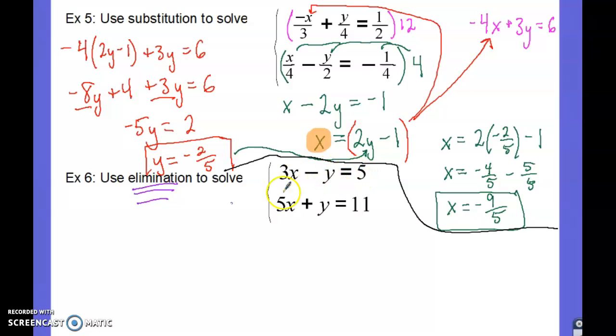It's because these two things are equal to each other. So what I'm saying is 3x minus y is equal to 5. Well, the premise is that you can add equal things to each other. So since 5x plus y is equal to 11, what I'm saying is if you add this piece with this piece, it's the same as adding this piece with this piece. A lot of teachers tend not to explain to students why this works.